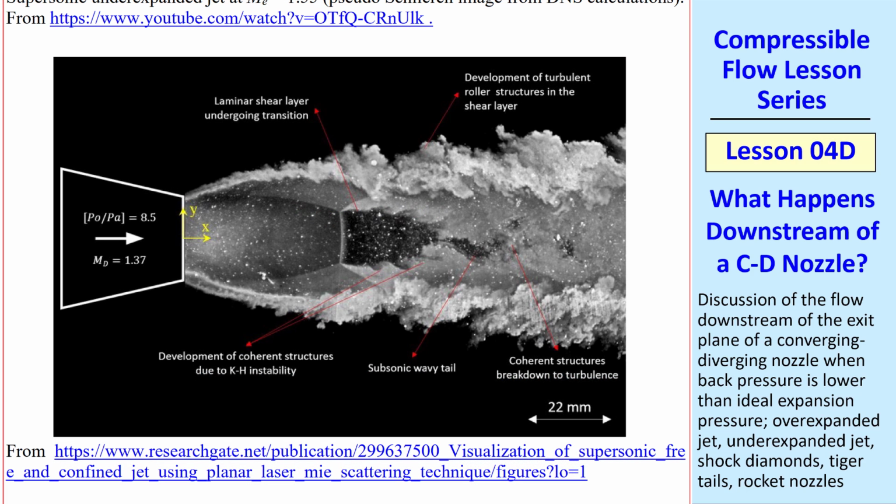Here's an actual experiment of an underexpanded jet. And I won't go into the details. There are expansion waves and compression waves and shock disks like we had previously for the underexpanded nozzle.